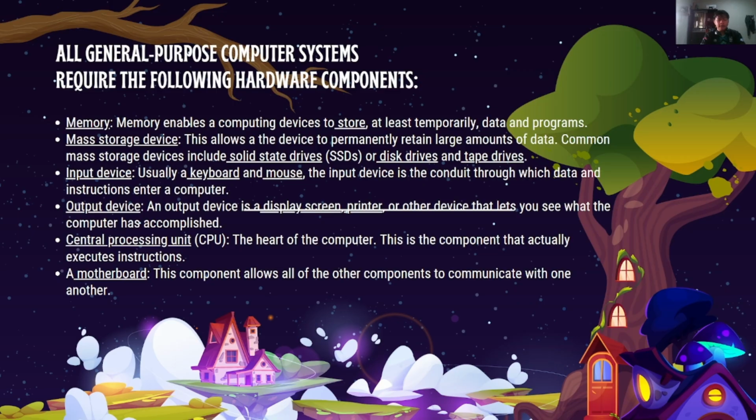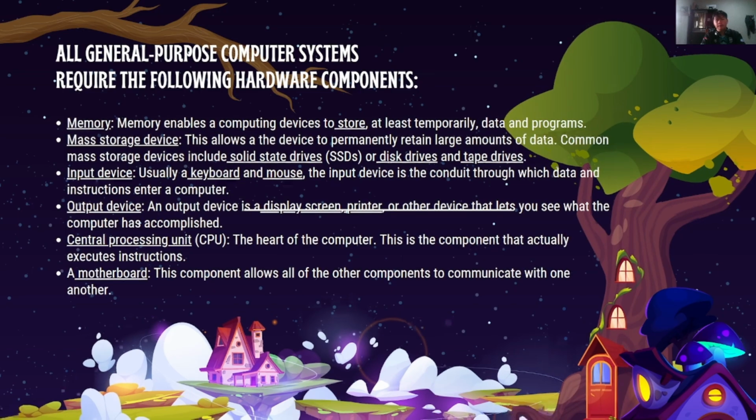And the fifth, the central processing unit or CPU, the heart of the computer. This is the component that actually executes instructions. And the last, the sixth, a motherboard. This component allows all of the other components to communicate with one another.